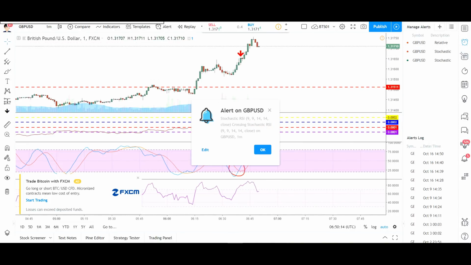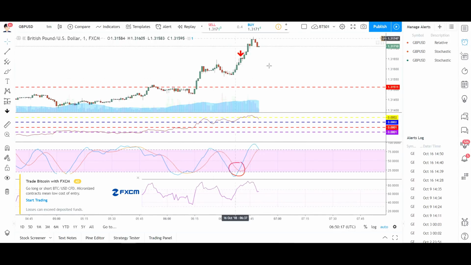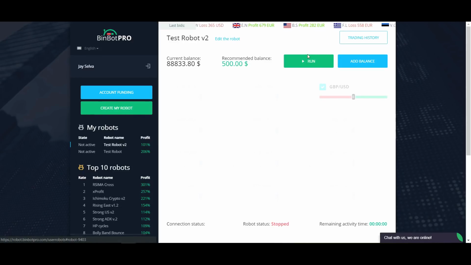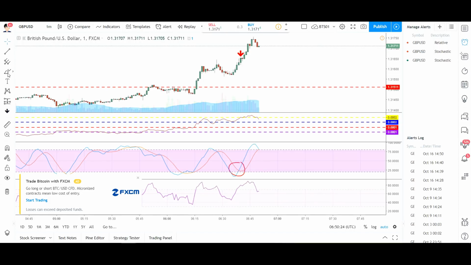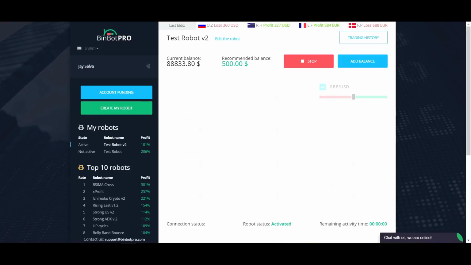Alright guys, so we have another alert. Based on what I've mentioned earlier, the stochastic cross just happened, so I'm going to activate the test robot V2 again since the alert came out, based on this stochastic cross that you see on your screen right now. The ATR level did drop below the yellow line, and therefore I'm going to try another trade. Right now the time is about 6:50 and I just activated the robot. I'm going to wait for the robot to execute a trade, and hopefully this trade works out better for us.